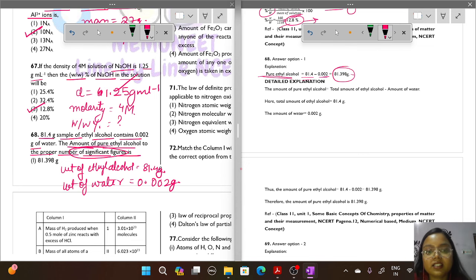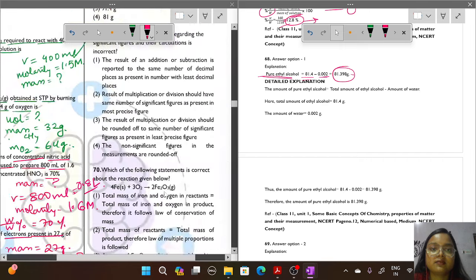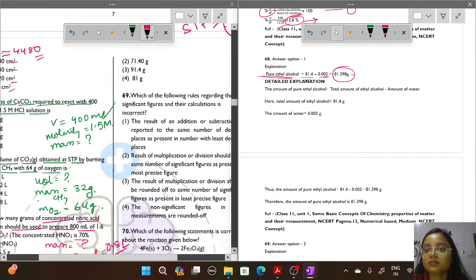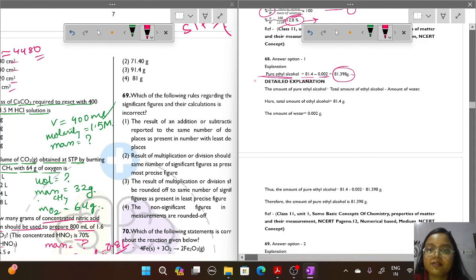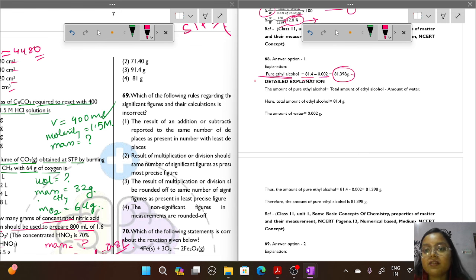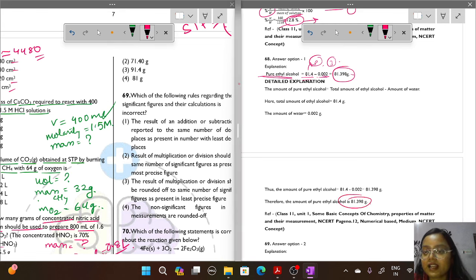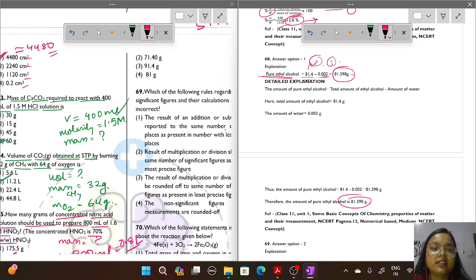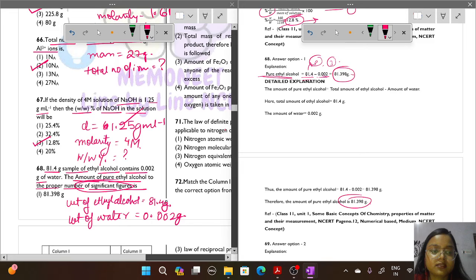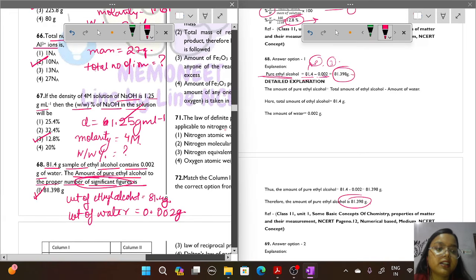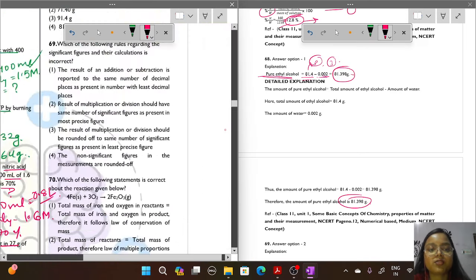So how many significant figures are present here? The least number of significant figures we have to find out now. So 81.4, 1, 2, 3, here it is 3 significant figures, and 0.002 is 1, 2, 3, also 3 significant figures. So we will find out the correct answer as 81.398. Okay, so this is the correct option. Option number 1 is the correct option.